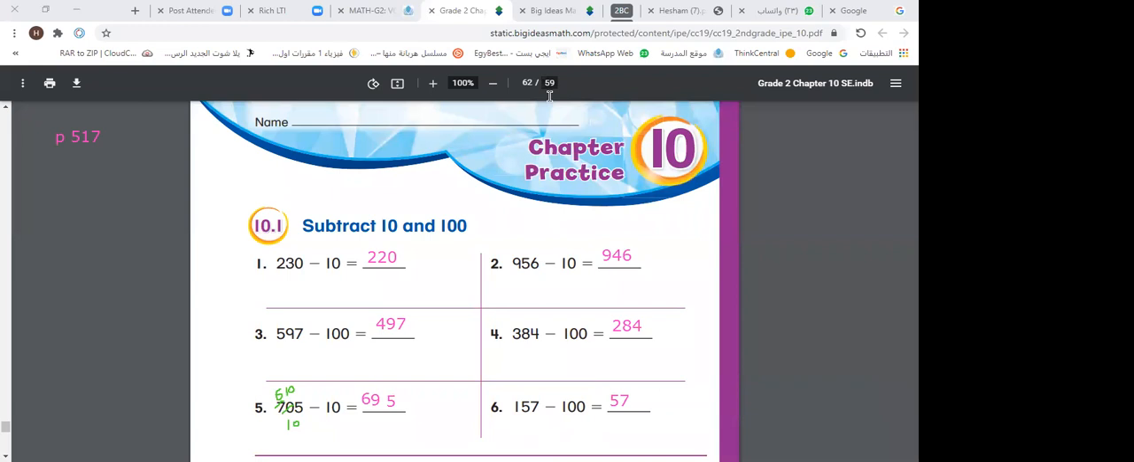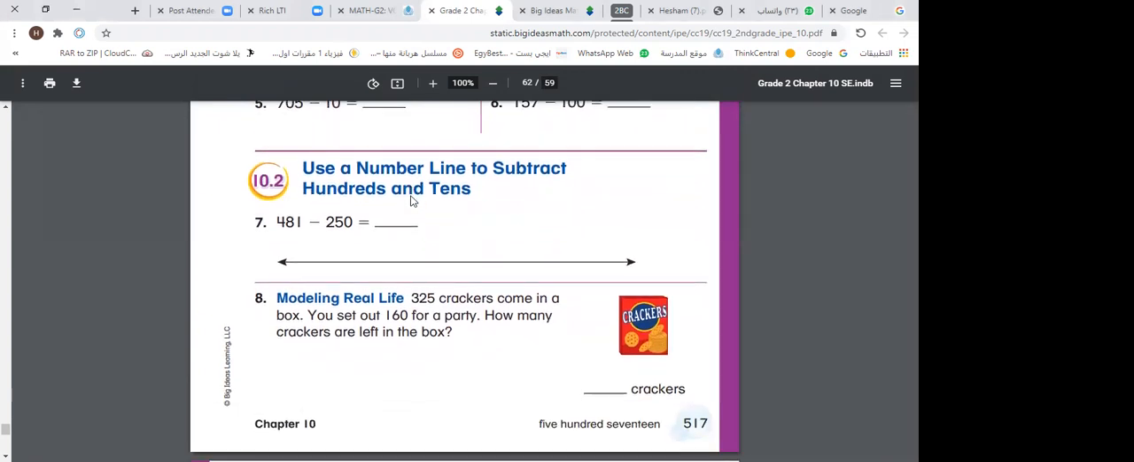Now let's find who can answer question number 7. Who's ready to answer question number 7, grade 2? In question number 7, we want to get 481 minus 250 by using the number line. Let's choose Ilan Hassan. Hello, Ilan. How are you? Fine, thank you. Ilan, let's get 481 minus 250. Let's start with the greater number from the right of the number line. So let's start with 481 from here. So let's write here 481. Now let's subtract 250.